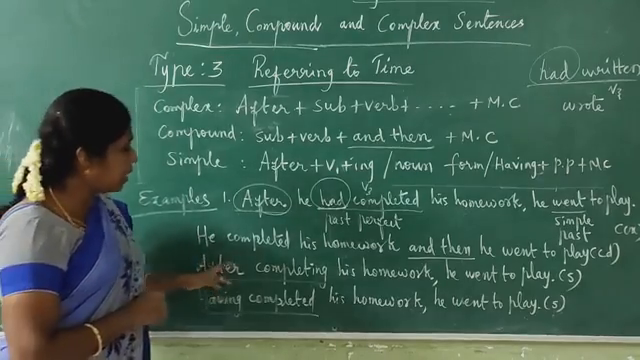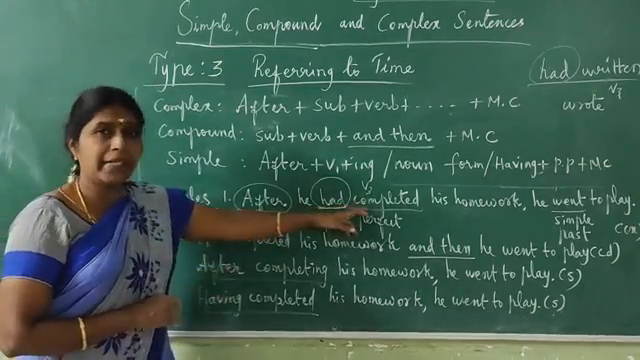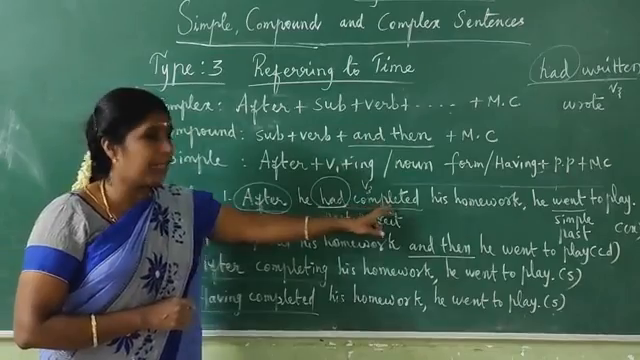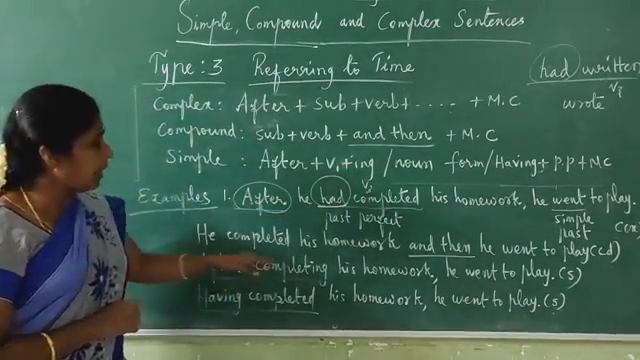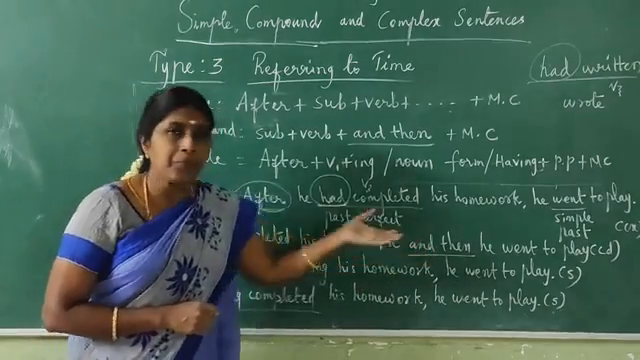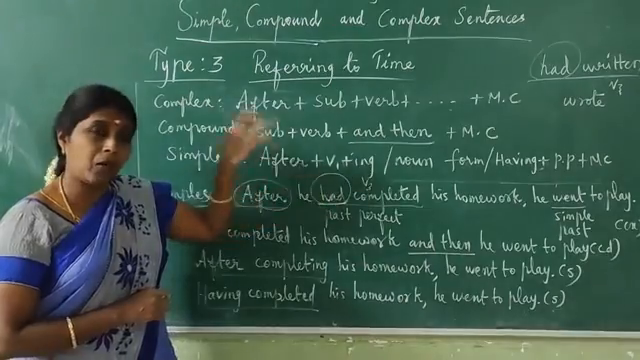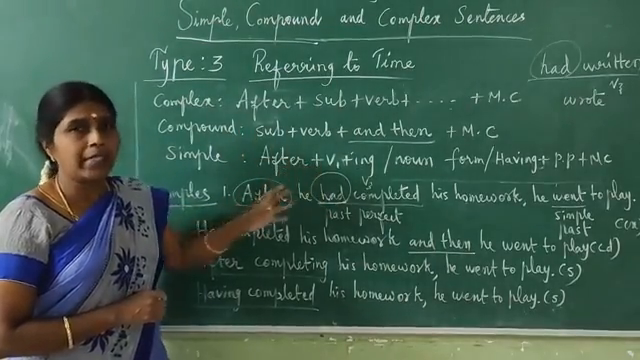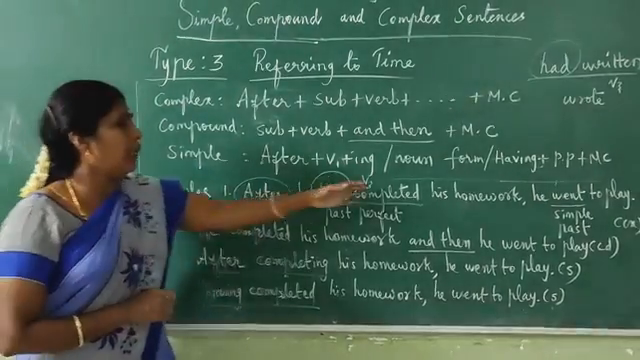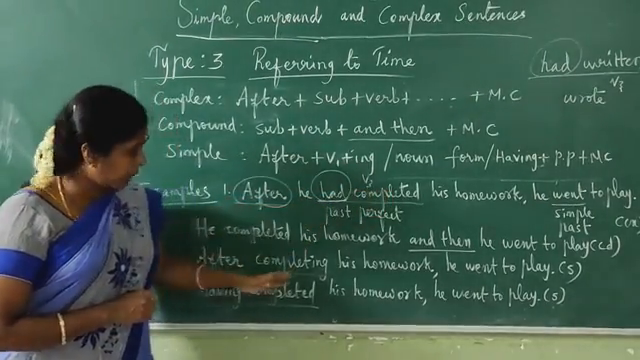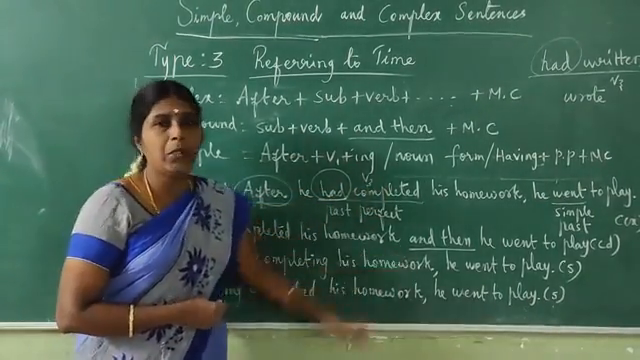Then the simple sentence: after, afterwards we have to write the ing form. The ing form is always added to the main verb only. So: after completing his homework, he went to play. Another answer is having, for all verbs, because had comes means for all sentences have only. So the ing form is having, then whatever verb is given here, write verb 3. Having completed his homework, he went to play.